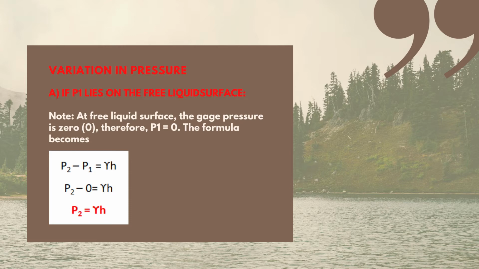So, dito naman sa part 2, i-discuss natin yung continuation: variation of pressure. First condition, if P1 lies on the free liquid surface, note that at the free liquid surface, the gauge pressure is 0. Therefore, yung value ng P1 is equal to 0. So, dun sa formula na P2 minus P1 equals unit weight multiplied by H, yung P1 natin ay 0 since sa liquid surface ay gauge pressure is 0. So, ang magiging equation na lang ay P2 is equal to the unit weight multiplied by H.